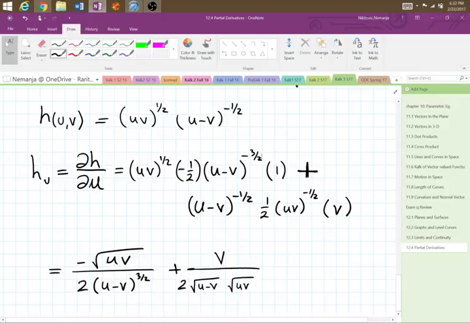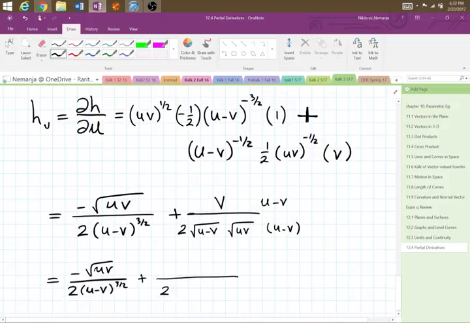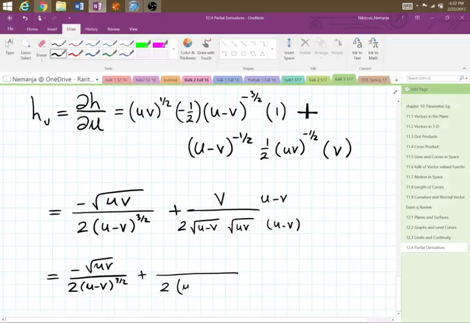Oh, okay. So we can multiply by u minus v, which will get us the same exponents, right? So the first one stays as negative uv over 2(u minus v)^(3/2), plus, and the second one now becomes 2 times the square root of u minus v, and this will be the 3/2. But the issue is that we still have this root uv floating about.